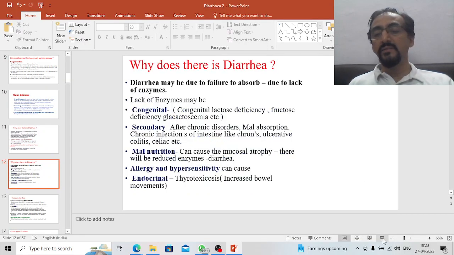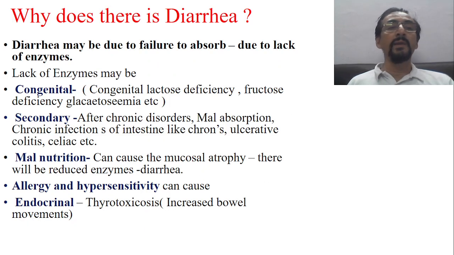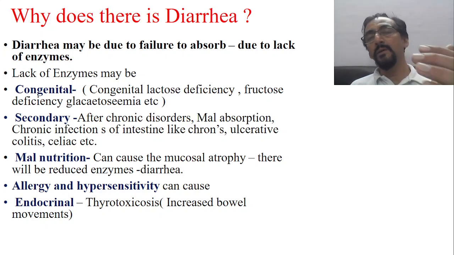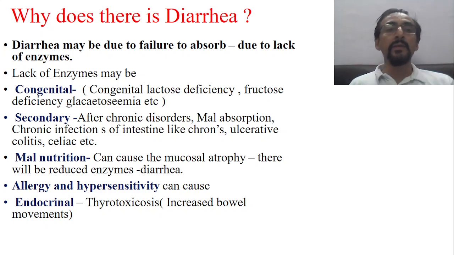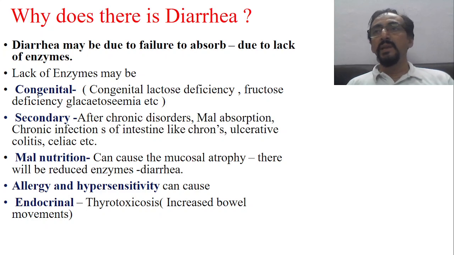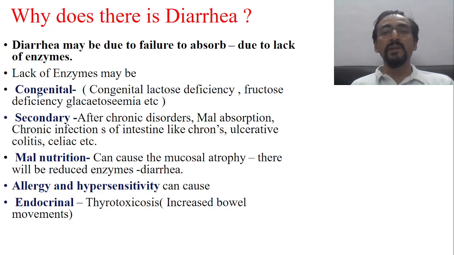Why is there diarrhea? We will continue now. Diarrhea may be due to failure to absorb or due to lack of enzymes. Now we go into a little detail. Diarrhea may be because of two important factors. Number one is failure to absorb. As I told, the particles do not get converted into the minutest form, therefore the villi are not able to absorb them. That's one issue. Another one is a lack of enzymes.